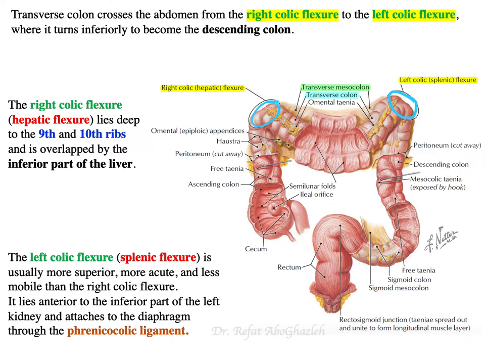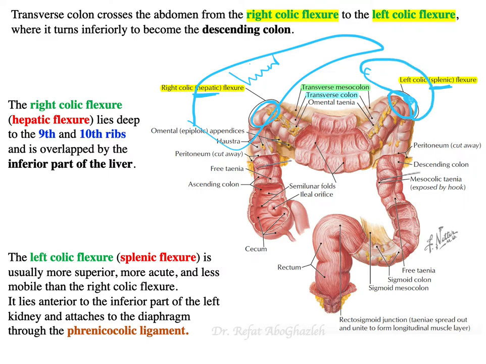So the right colic flexure, we call it the hepatic flexure because it's against the liver, right? While the left colic flexure is called splenic. So if you have the liver here, you have the spleen here because it creates a kind of impression on the hilum of the spleen. So this is the splenic flexure. Usually they prefer to use hepatic flexure and splenic flexure. Anyway, so the right, let me erase it.